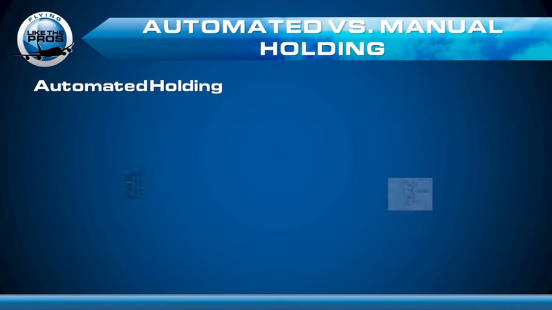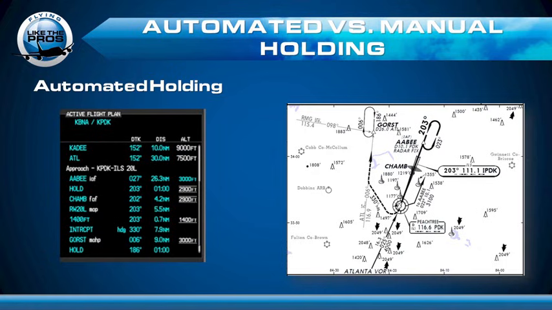So let's look at automated versus manual holding. Here's some examples of automated holding. So we look on the plan view and we find the Abbey intersection, and that is a holding pattern in lieu of a procedure turn. As we look at the flight plan, we find the word hold, H-O-L-D, in the flight plan sequence after the Abbey waypoint. We look back at the plan view and we find the Gorst intersection, and that is the missed approach holding point. And again, in the flight plan after the Gorst waypoint, we find the word hold.